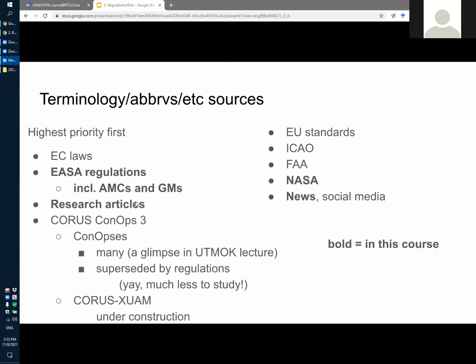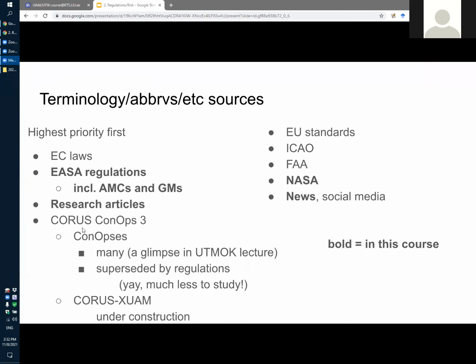Then there are research articles. We write research articles. We try to be as precise and formal as we can in them. We do challenge the regulations sometimes. So whatever is in the articles doesn't have to be any kind of rule, but still a lot of thought is put into research articles and other work in research projects. We will be using some of those. Well, regulations are more important, but articles are still good.